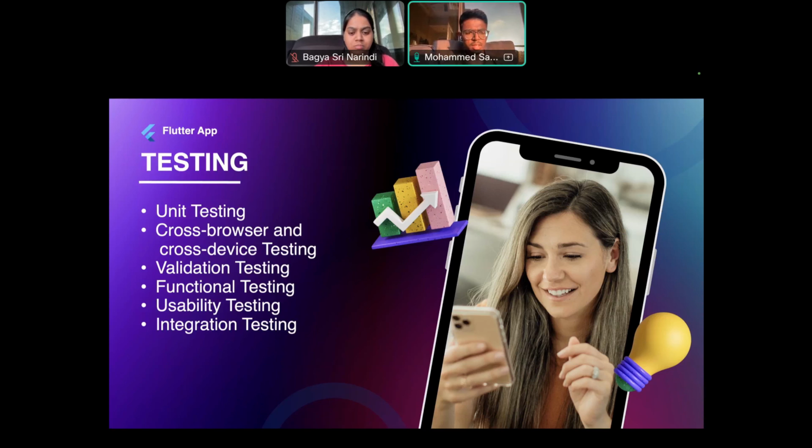And the third testing is validation testing. This testing is to confirm whether the software meets a required specification or requirement and whether it fulfills its intended purpose. And coming to the fourth testing, which is functional testing, it verifies that the software and its functions work correctly according to the defined specifications and requirements.